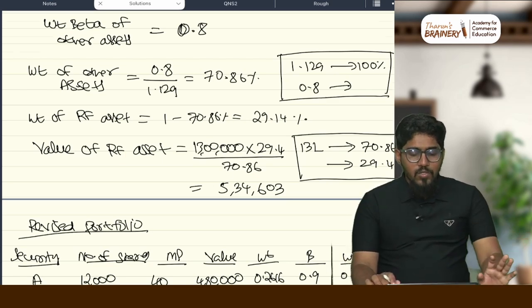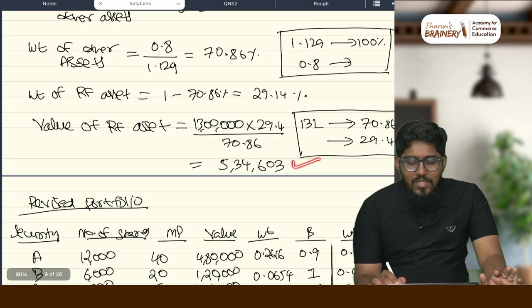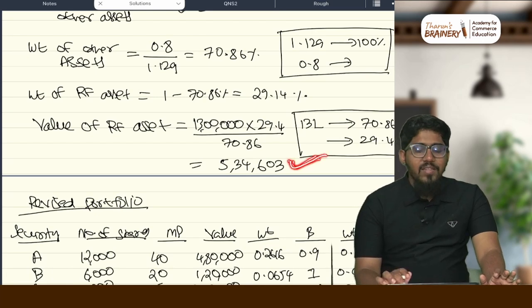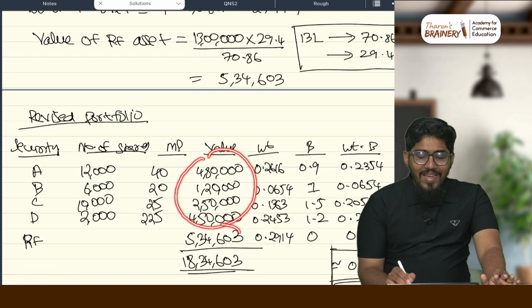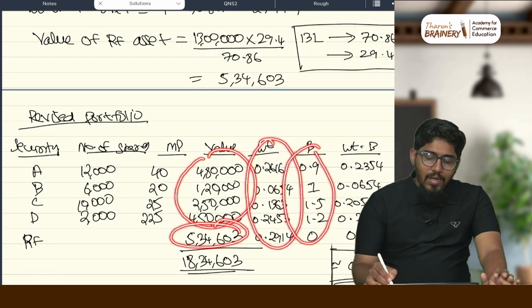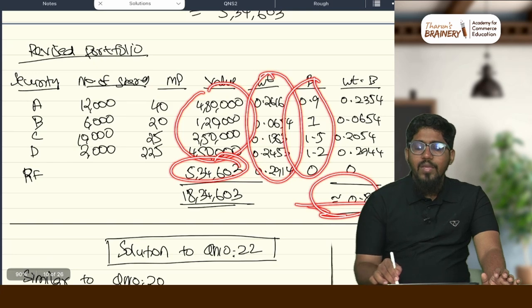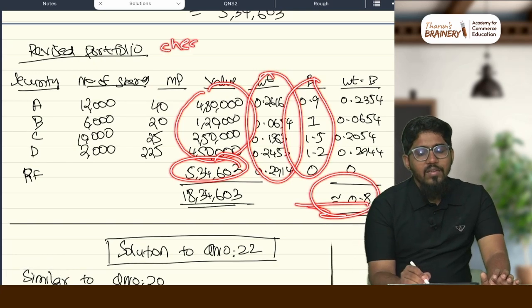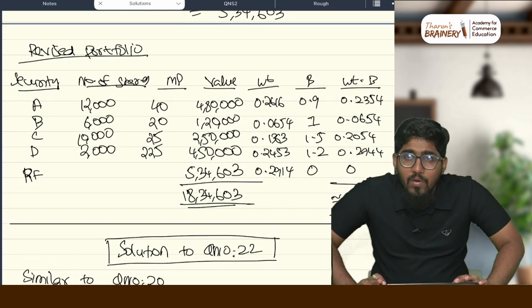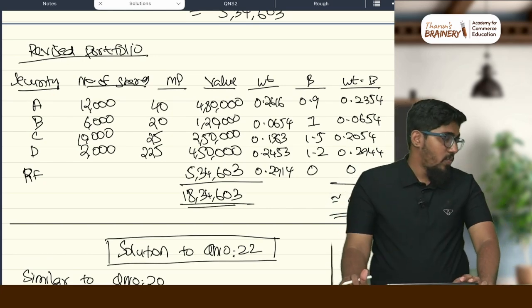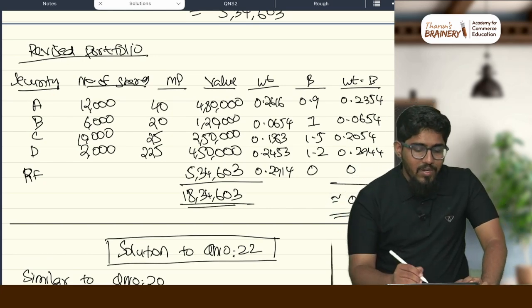Okay. So what is my value? 5,34,603. You just check this revised portfolio. All the values you put, 5,34,603 also you put, the weight, the beta, you will get 0.8. Okay, you will get 0.8. This is just a check that you have to do. And you have to show it in the examination also that your revised beta is coming to 0.8 if this is your investment pattern.